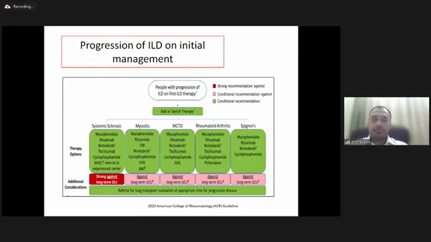This is the first-line management. Now, what happens if the patient progresses? In people with progression of ILD on the first ILD therapy, there can be an add-on or switch therapy. Across the group, there is a strong recommendation against glucocorticoids as a long-term therapy, but all the other drugs that we have already mentioned can be added. And last but not least is the referral for a lung transplant evaluation at an appropriate time.